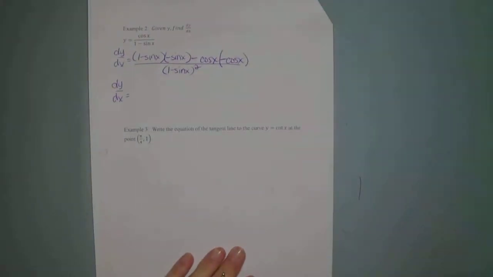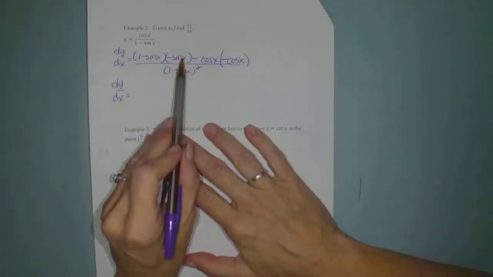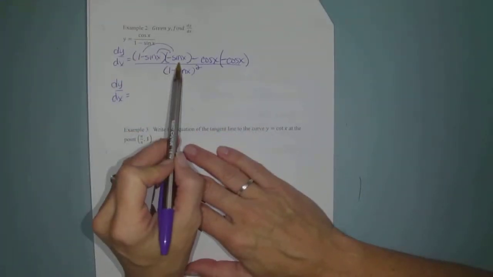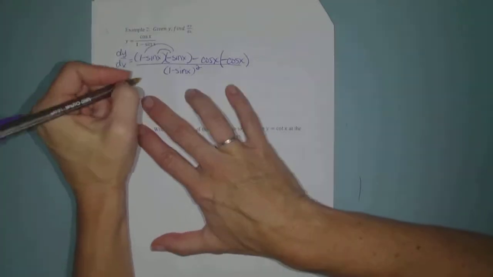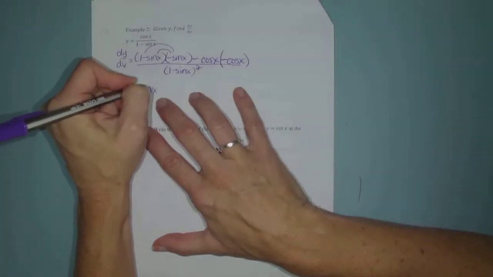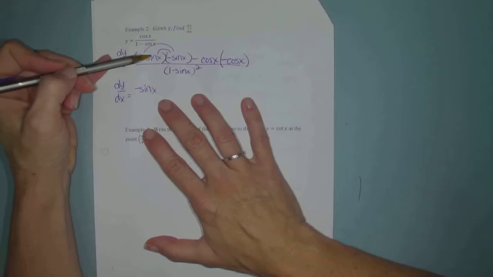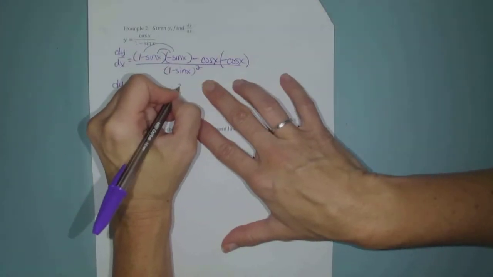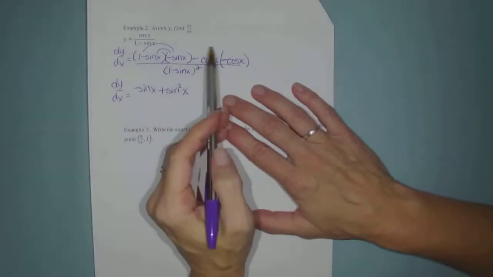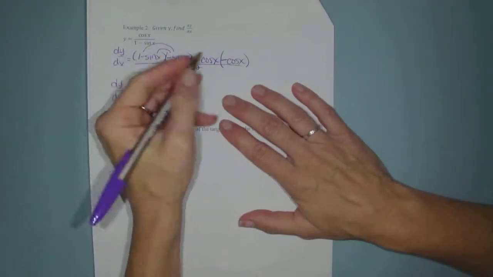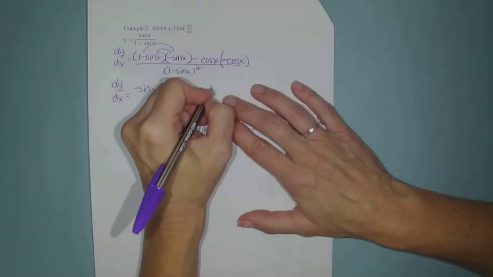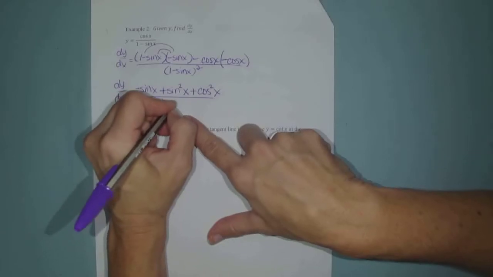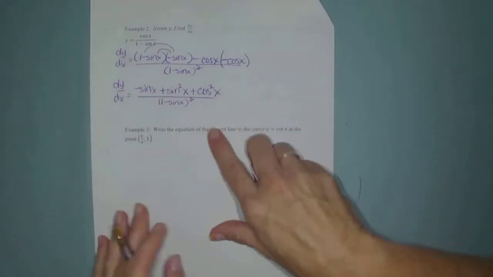Okay, so let's see if we can clean it up. Looks like I can do some distributing here. I can take the negative sine x and multiply it into this binomial. So negative sine of x times 1 is negative sine x. Negative sine x times negative sine x is a positive sine squared x. A negative cosine x times a negative cosine x is a positive cosine squared x. And this is still all over 1 minus the sine of x, squared.